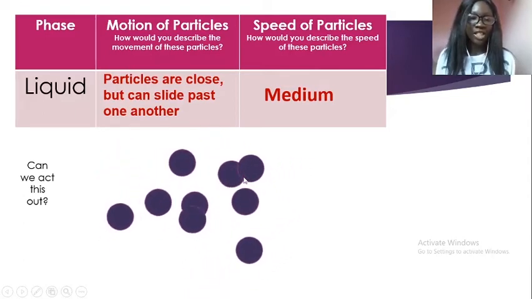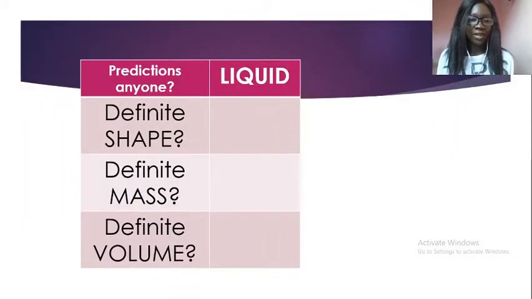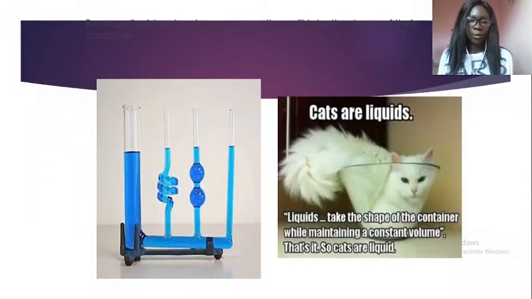Now let's see our prediction. Does liquid have a definite shape, a definite mass, and a definite volume? Just guess now and you see my answer next. Liquid does not have a definite shape because it takes the shape of the container. You will see in the next slide what I mean by that. Does liquid have a definite mass? Yes, liquid has a definite mass, and it also has a definite volume.